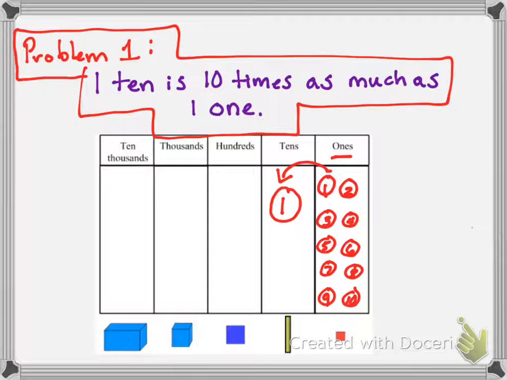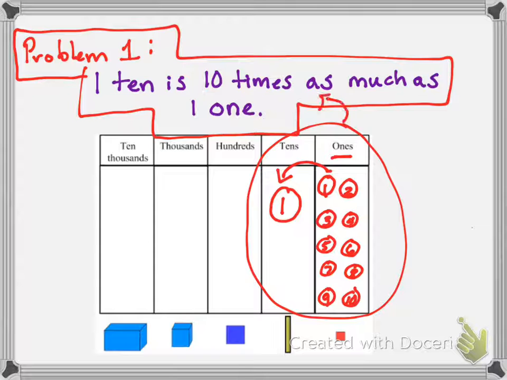So if we go back, this model is showing us this multiplication equation we're using as a comparison. 10 is 10 times as much as 1 one. 10 ones make 1 ten. 10 times 1 is 10, or 10 ones. We say 10 is 10 times as many as 1 one.